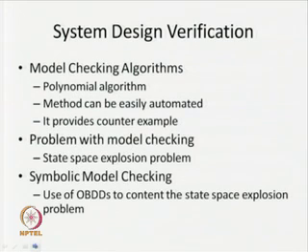Now, when we look into the model checking algorithm, we observe that we get a polynomial algorithm. This is the beauty of the model checking algorithm. In particular, I will say this is the CTL model checker. For the CTL model checker, we get a polynomial time algorithm, which can be manageable and handled, and the method can be easily automated. Since we have a polynomial time algorithm, it can be automated.